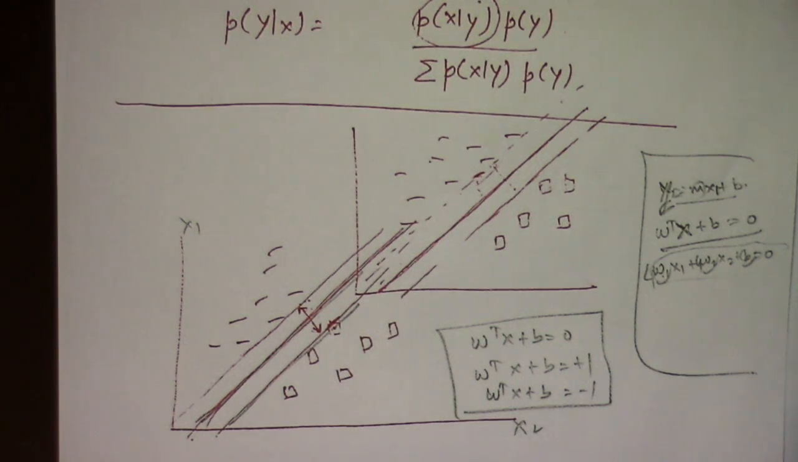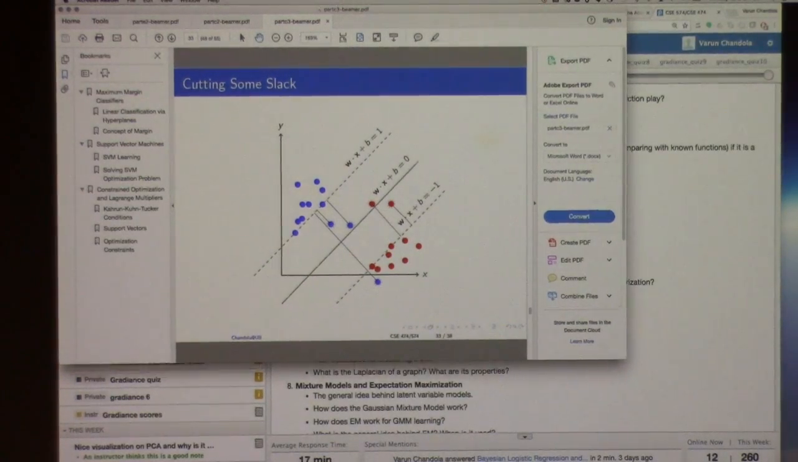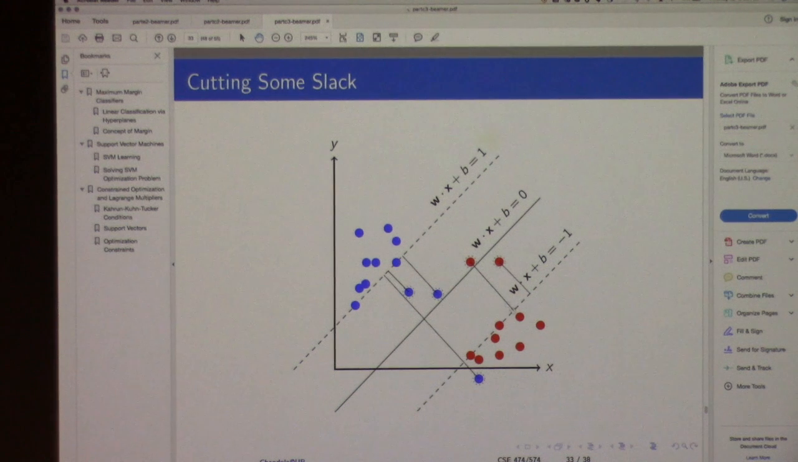Okay, so going back to our picture, let's say this is our decision boundary. These are the two margins, and there are some points that are on the wrong side of the margin. So these 2 points are on the wrong side of their margin. These 2 points are on the wrong side of their margin. So you only compute the slack for those, right?